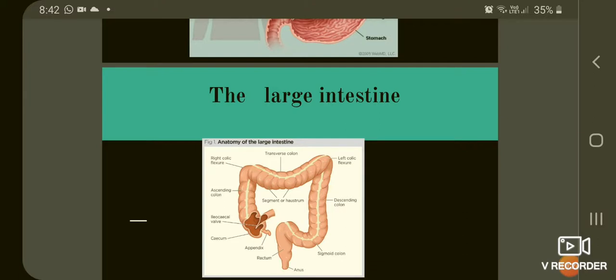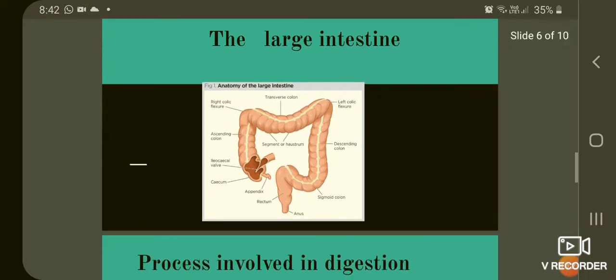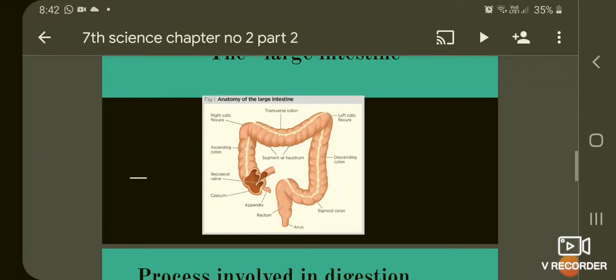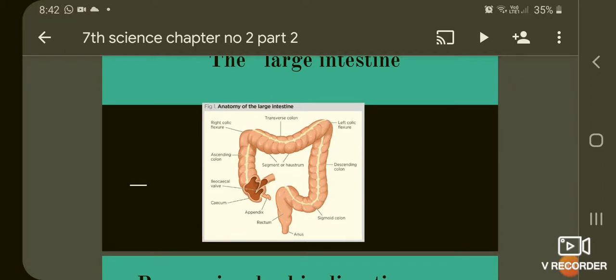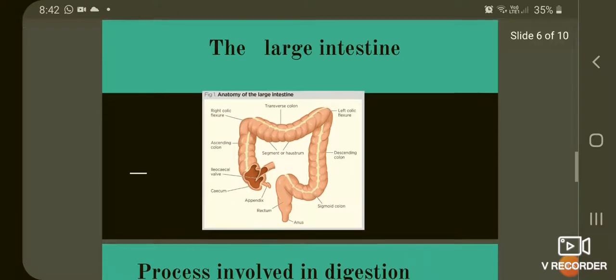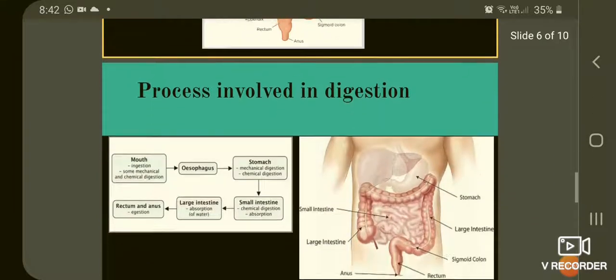Next part is the large intestine. The large intestine is wider and shorter than the small intestine. It is about 1.5 meters in length. Its function is to absorb water and some salts from the undigested food material. The remaining waste passes into the rectum and remains there as semi-solid feces. The fecal matter is removed through the anus from time to time. This is called egestion. This is about the human digestive system.